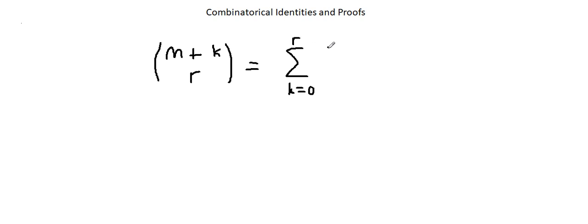We have m plus k choose r. This is going to be, I hope you know your sigma notation, equal to the sigma notation, k equals 0 all the way up till r, m.